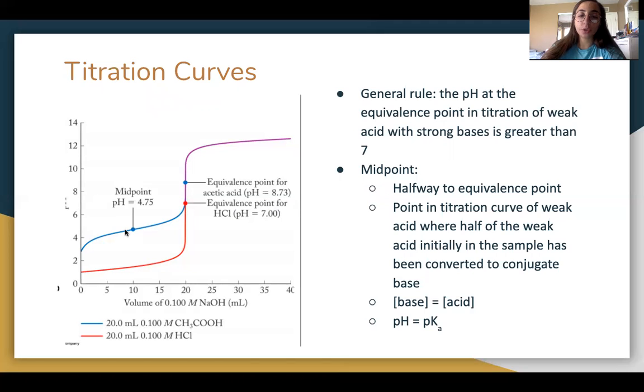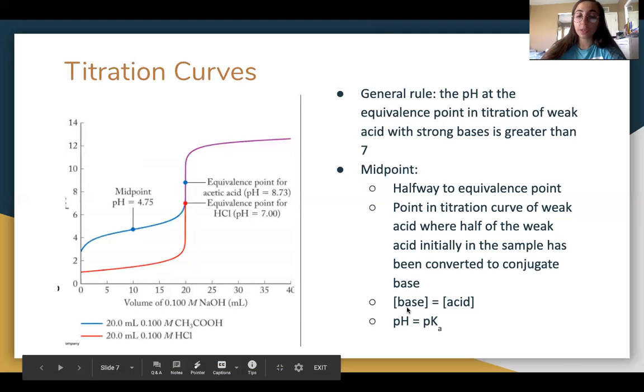At the midpoint, you should know that it's halfway to the equivalence point. So this volume is 10 and the equivalence point is at a volume of 20. When you double the volume, you get the equivalence point. You also should know that the midpoint in the titration curve of a weak acid is where half of the weak acid initially is converted to its conjugate base, right? So that means the concentration of the base equals the concentration of the acid because half was converted. You should also know that the pH equals the pKa.